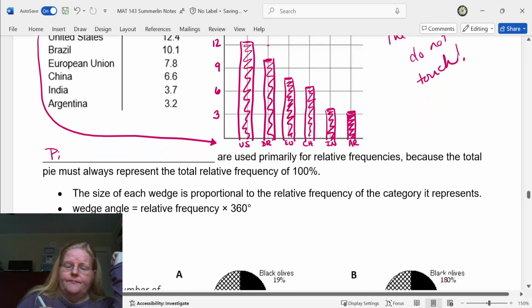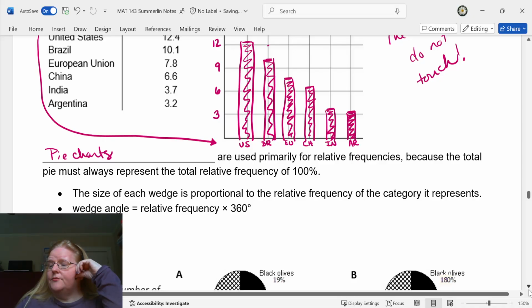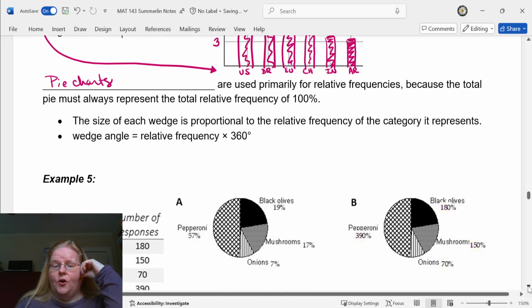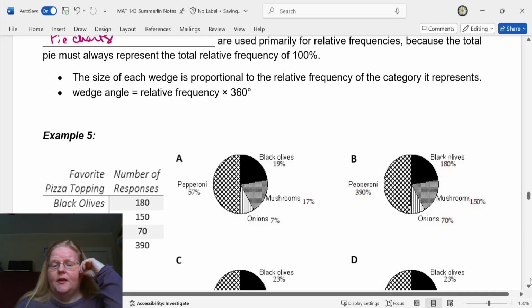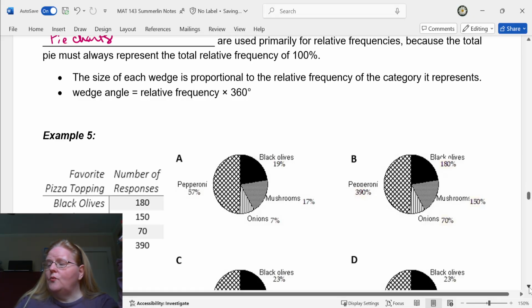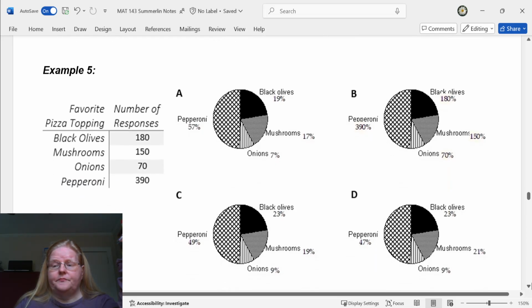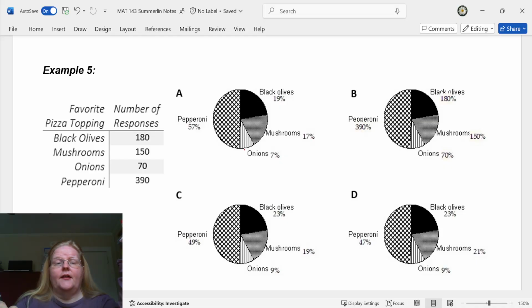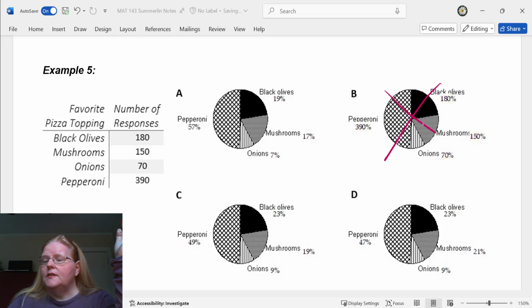Pie charts are used primarily for relative frequencies because the total pie must always represent the total relative frequency of 100%. The size for each wedge is proportional to the relative frequency of the category it represents. The wedge angle relative frequency is 360 degrees. So basically, all of this together generally represents 100%. So we can tell that this one is not going to be, because they got lots more than 100%.